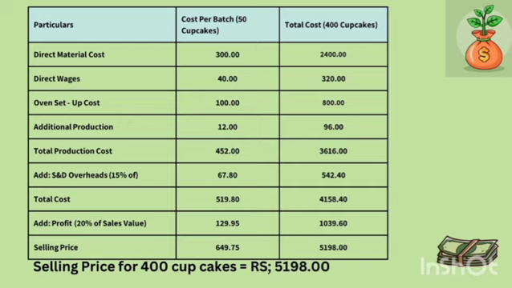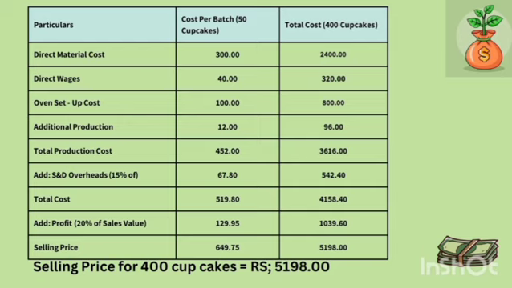These are 15% of the production cost. So 15% of 3616 rupees equals 542.4 rupees. Now the total cost so far is 3616 plus 542.4 equals 4158.4 rupees. Step 4. Add profit.